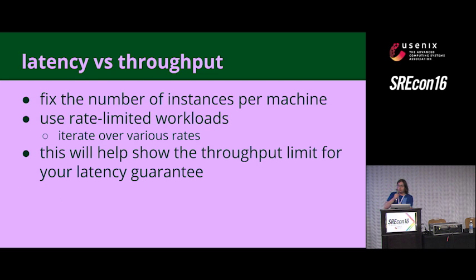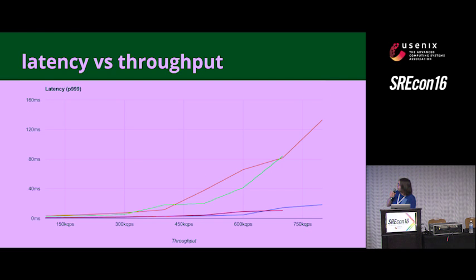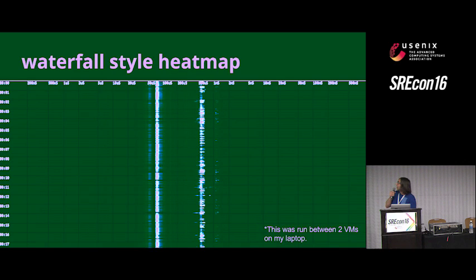Another type of test that you would want to do is latency versus throughput. So you fix the number of instances that you're running, and you ramp the rate up and see how things are responding, and this will show if you have some latency guarantee. This will show you the throughput at which you start to tip over. And you get something like this. So you can see as throughput goes up, the latency increases exponentially. And then, oh, that does not look good on here.